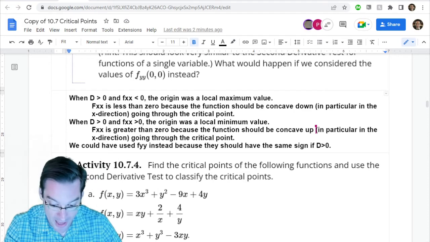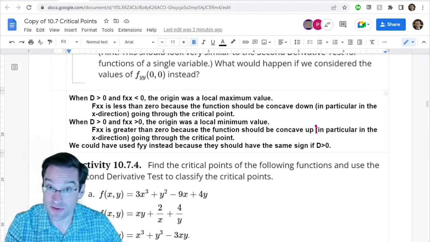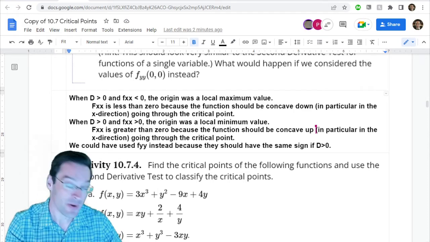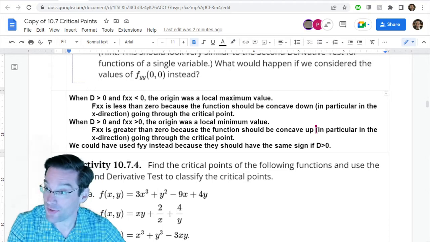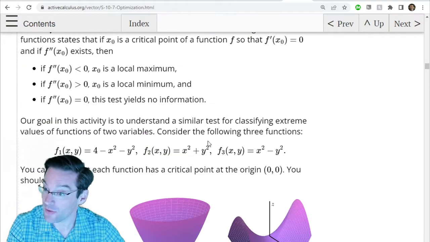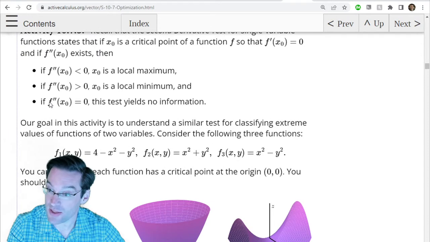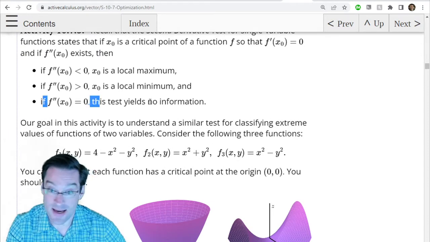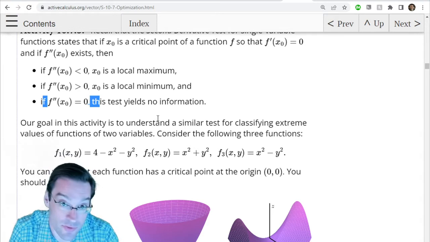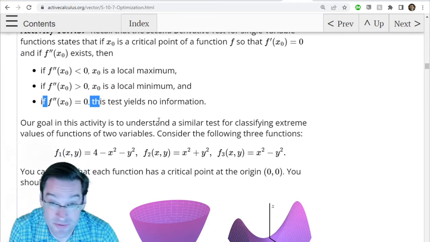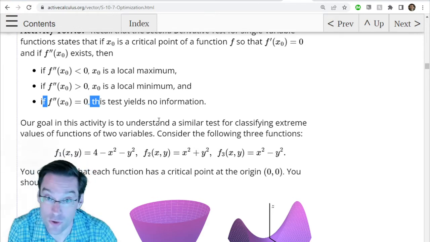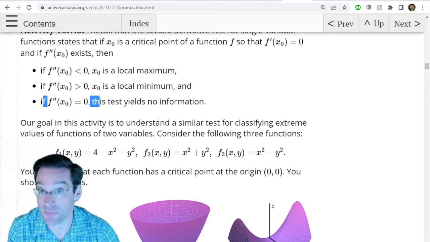The question is, what happens if the discriminant is equal to 0? What happens if D is equal to 0? And just like in single variable calculus, in the second derivative test, when the second derivative was 0, the test didn't tell us anything, right? Having a second derivative of 0 doesn't help us to classify a critical point as a local max or a local min, or neither. It could be anything in that case.